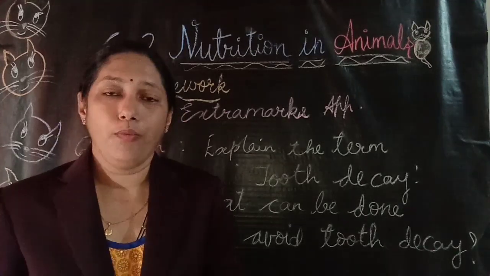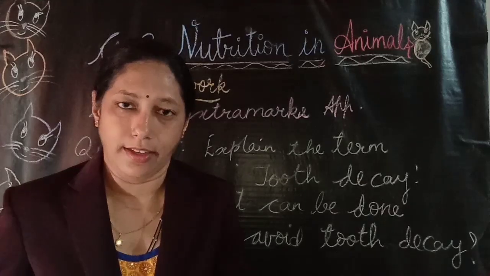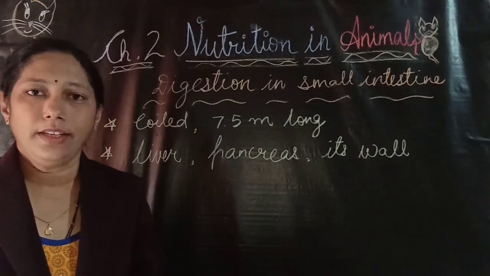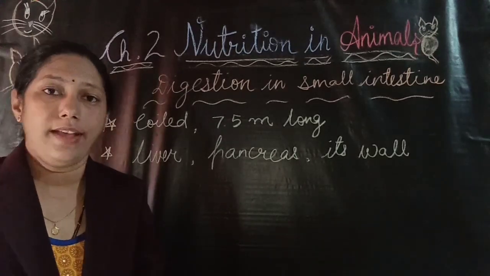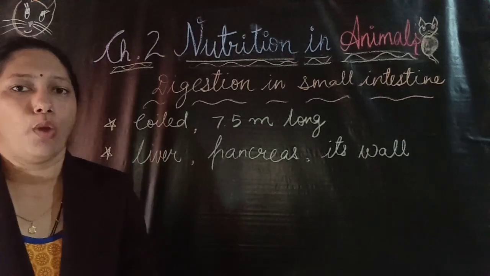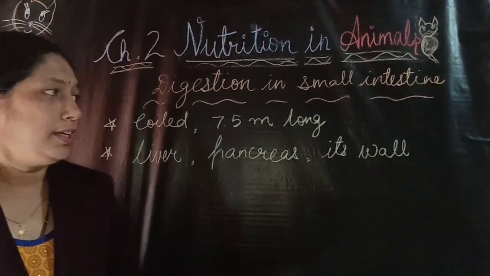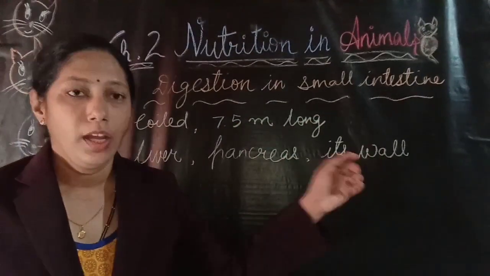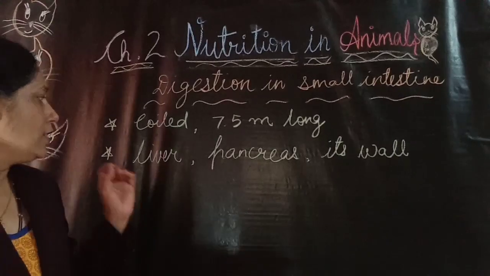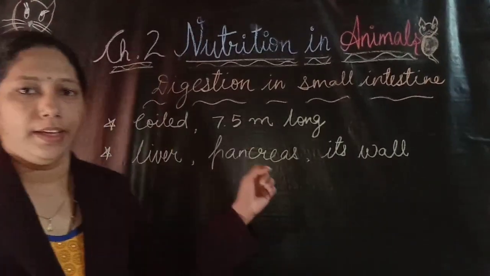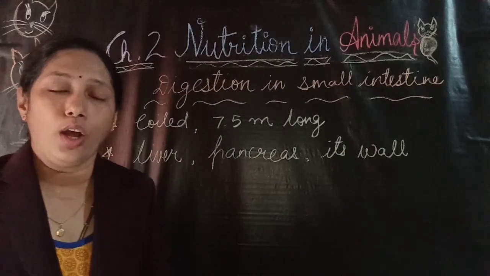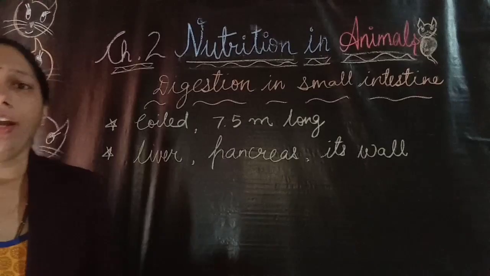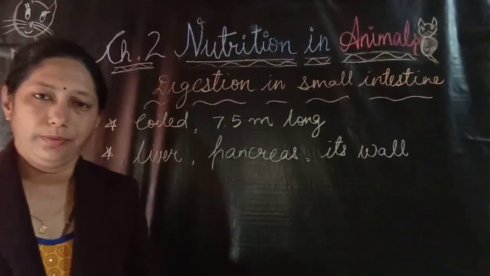Now we will learn today what happens to food in the small intestine. As you know, the food which is processed in the stomach is called chyme. This chyme enters the small intestine. The small intestine is highly coiled and it is about 7.5 meters long. The small intestine receives secretions from the liver and pancreas, and its wall also secretes some secretions. Now just see in the image where the liver and pancreas are located.